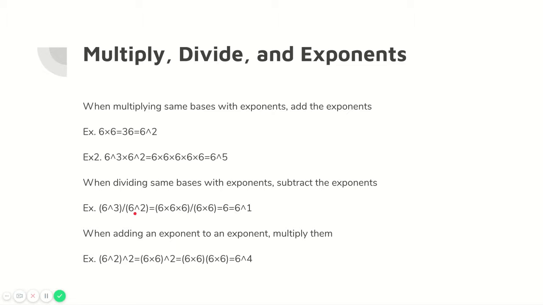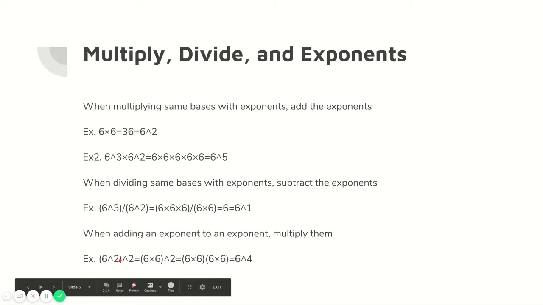However, when we have an exponent to an exponent, we would be multiplying the numbers. An example is going to be 6 to the power 2 in brackets, as we know that brackets come first, all of that to the power 2. So if we were to expand that, we're going to get 6 times 6 in brackets times 6 times 6. So because it's just multiplication now, we can let go of the brackets, and we know that it's going to be 6 to the power of 4. And as 4 is 2 times 2.